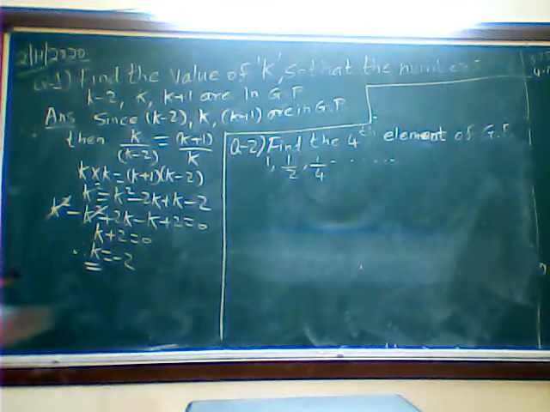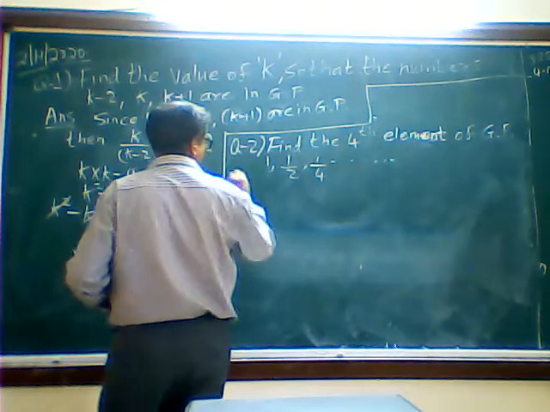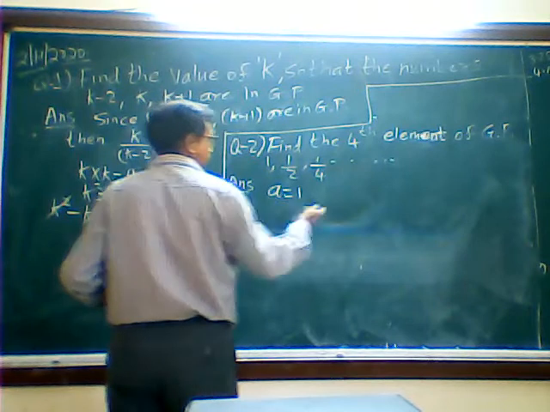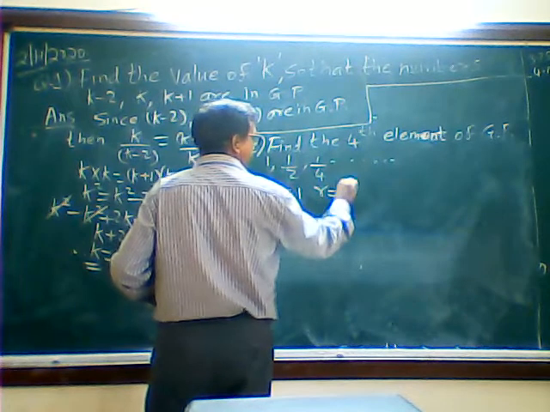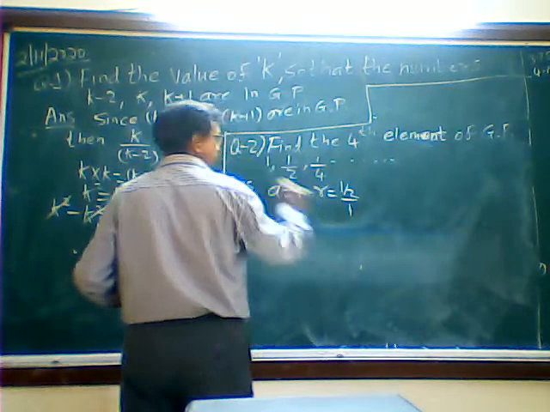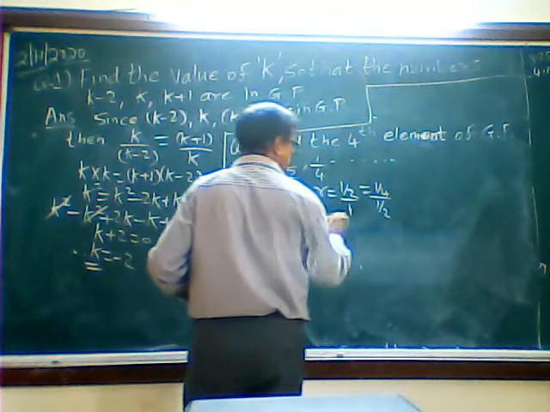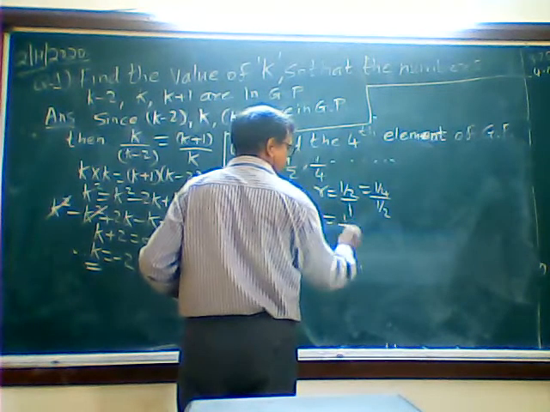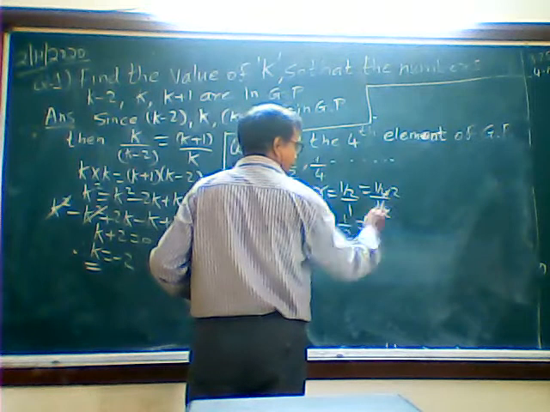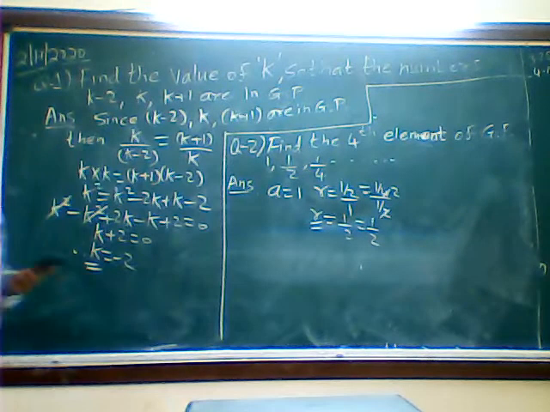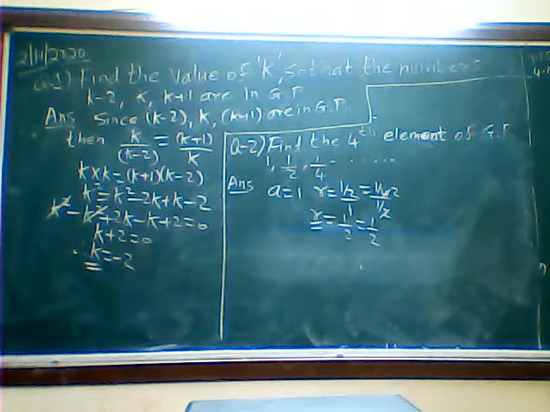Now we will find it. Answer: what is given here? A is equal to 1, the first term. R is 1 upon 2 divided by 1, which is equal to 1 upon 4 divided by 1 by 2. That becomes 1 upon 2 again. So R is the same, a constant ratio, which is why it is called the common ratio. Now we want the fourth element.